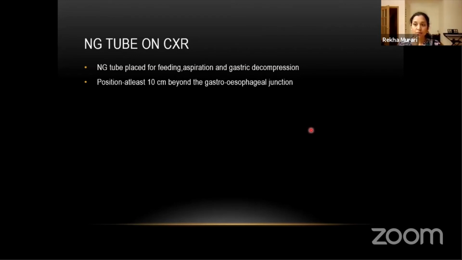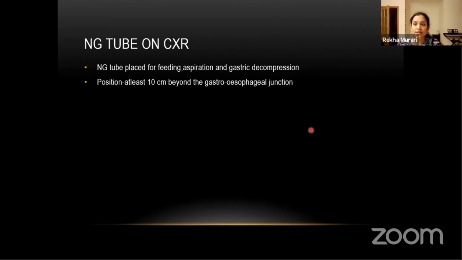We'll also go through some cases of NG tube placement, or looking at the NG tube positions on the chest x-ray, because again, as junior registrars, you face it again and again. So NG tubes are generally placed in patients who need feeding or for aspiration purposes, or sometimes when the patient has got obstruction or something, so they need gastric decompression.